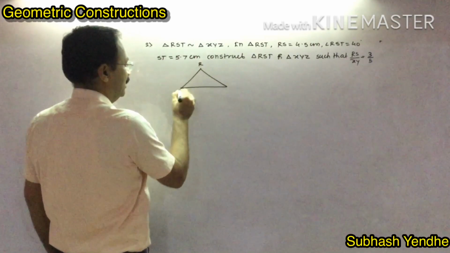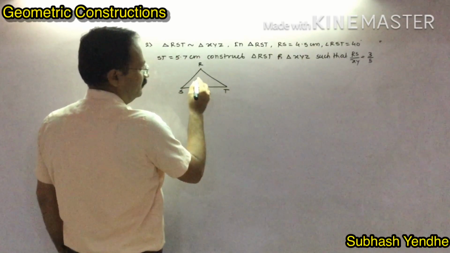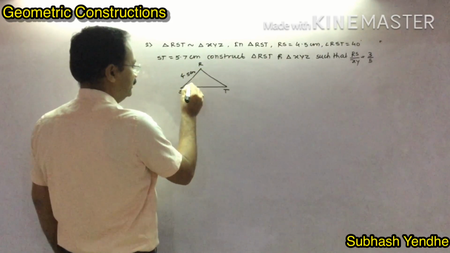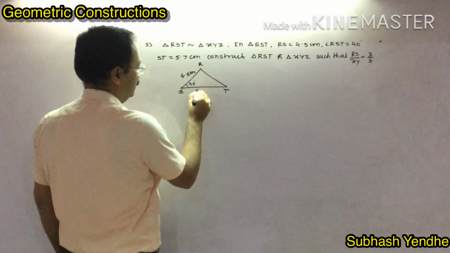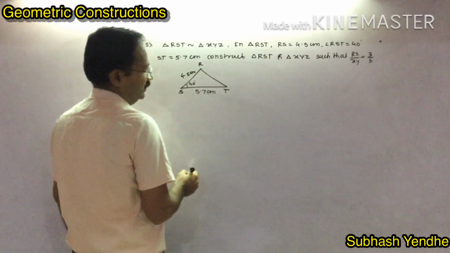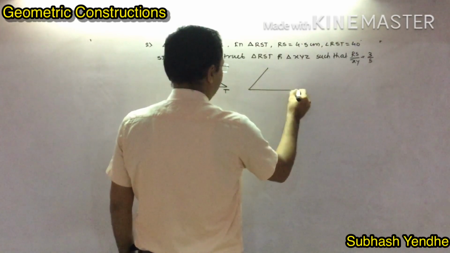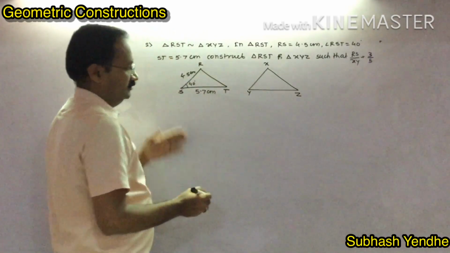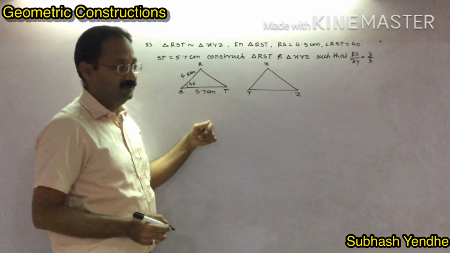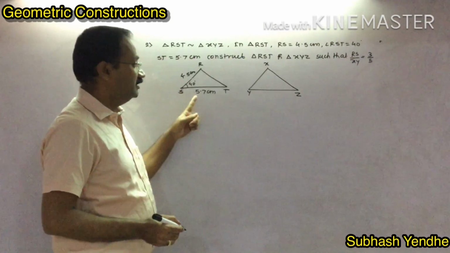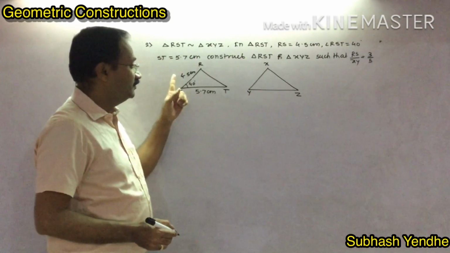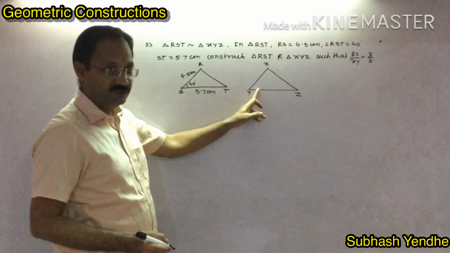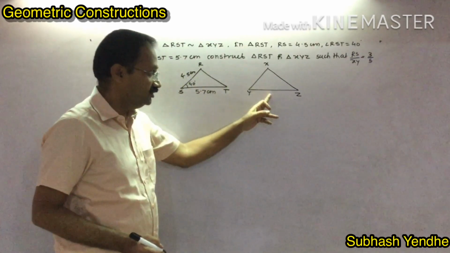So this is triangle RST. Measurements are given. RS is 4.5 centimeter, then angle RST is 40, then ST is 5.7 centimeter. And similarly, there is XYZ, and you have to find out the measurements of this. Second rule, I told you that whatever is given in the first diagram, the same should be in the second diagram. It means this angle is given, so you must know this angle. These two segments are given, you must know these two segments.